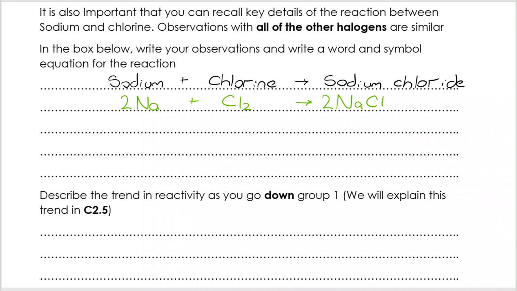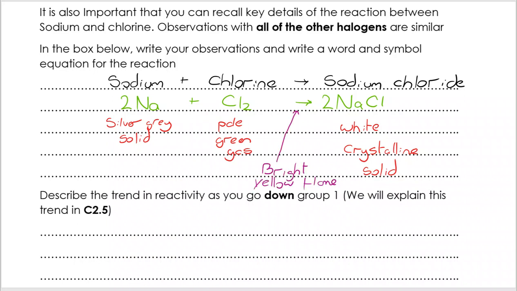Now let's think about the observations. Sodium is a silver grey solid. Chlorine is a pale green gas. Sodium chloride, common table salt, is a white crystalline solid. There's an expectation you will know all of those. And you also need to know the observation. And the observation is that it will burn with a bright yellow flame.